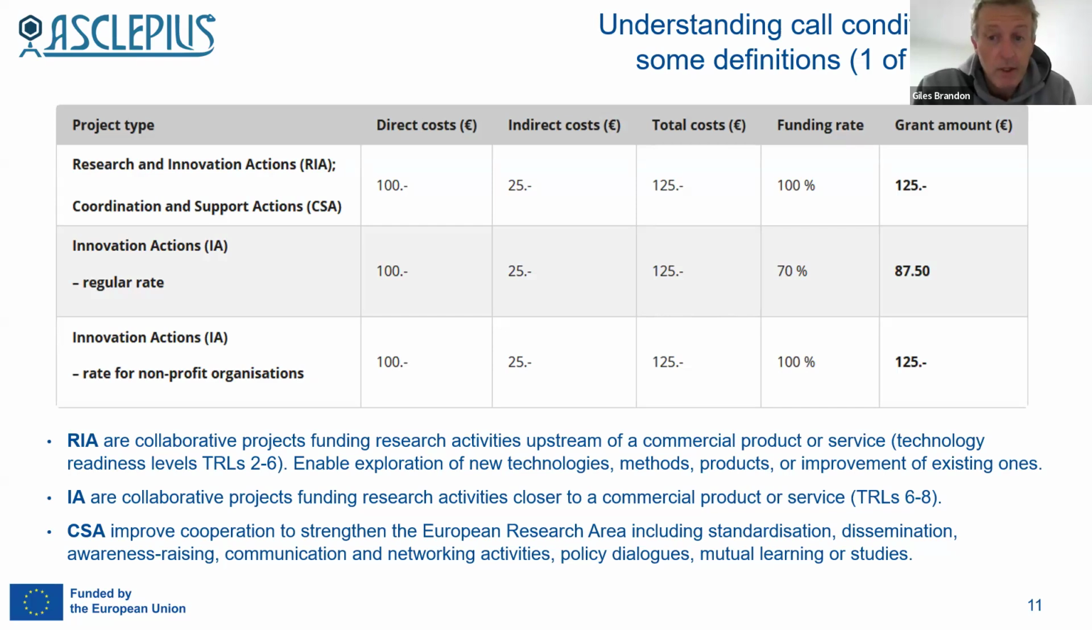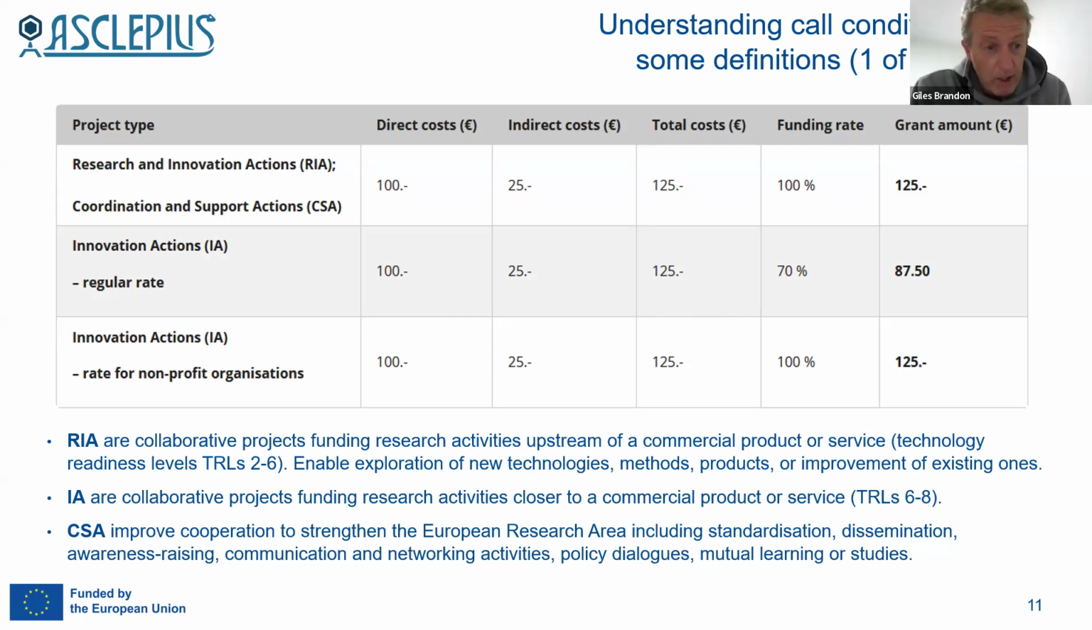However, the funding rate for private companies in innovation actions is 70%. And this 70% is calculated on the total cost. So 70% of 125 gives you your 87.50 euros of grant amount.